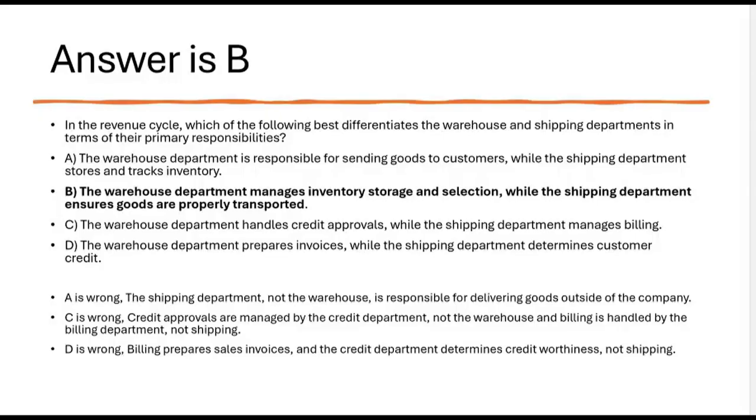C is wrong. Credit approvals are managed by the credit department, not the warehouse. Billing is handled by the billing department, not the shipping department. And D is wrong. Billing prepares sales invoices. The credit department determines creditworthiness, not shipping. And the question asked in the revenue cycle, which of the following best differentiates the warehouse and shipping departments in terms of their primary responsibilities? And B says it best. The warehouse department manages inventory storage and selection, while the shipping department ensures goods are properly transported.